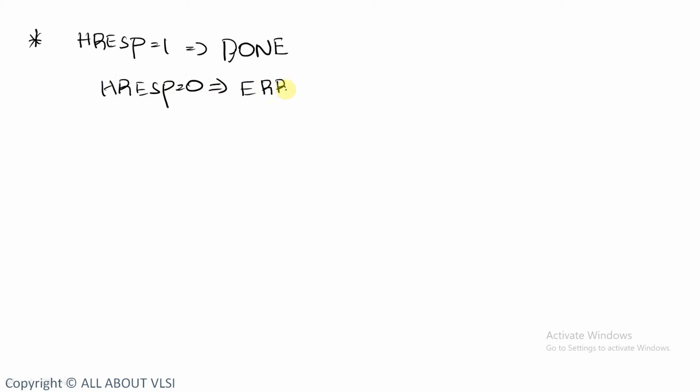So HResponse depends on this: if HResponse is equal to 1, then it is successfully done. But if HResponse, which is given by your slave, is equal to 0, then there will definitely be some error. This is how the master decides whether the transaction has been successfully completed or not. So using this HResponse signal, the master is going to decide what to do.